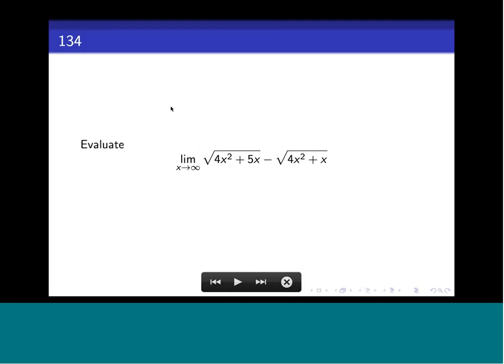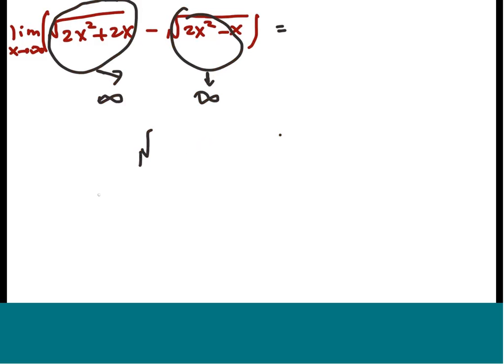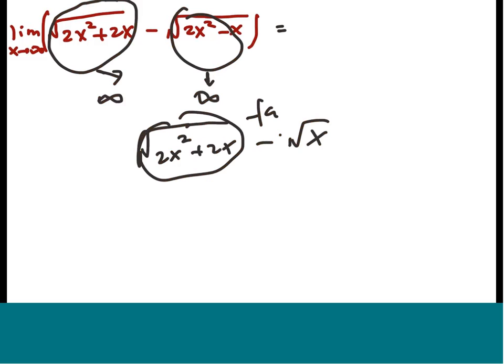But if you have something like square root of 2x plus 2x, then minus square root of x, when it goes to infinity, this one is faster. This one is slower than that one.